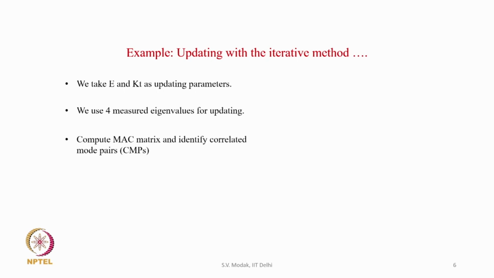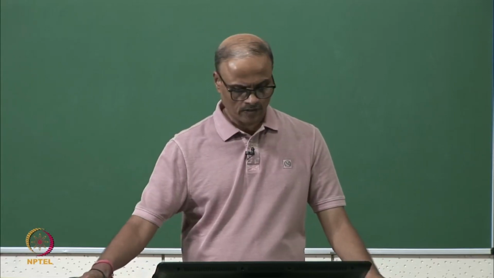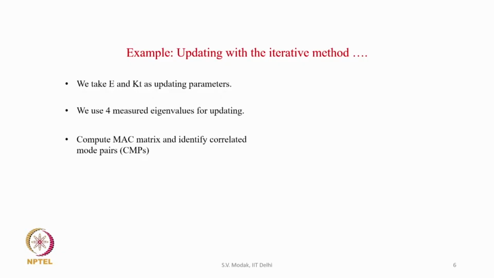So, what we do, first we compute the MAC matrix, because we need to establish the correlated mode pairs so that the corresponding eigenvalues can be compared. So, we first compute the MAC matrix. We have 4 measured eigenvalues. So, we use 6 eigenvectors from the FE model, and then find a MAC matrix between the 6 FE model eigenvectors and 4 measured eigenvectors. So, that gives a MAC matrix of 6 by 4.